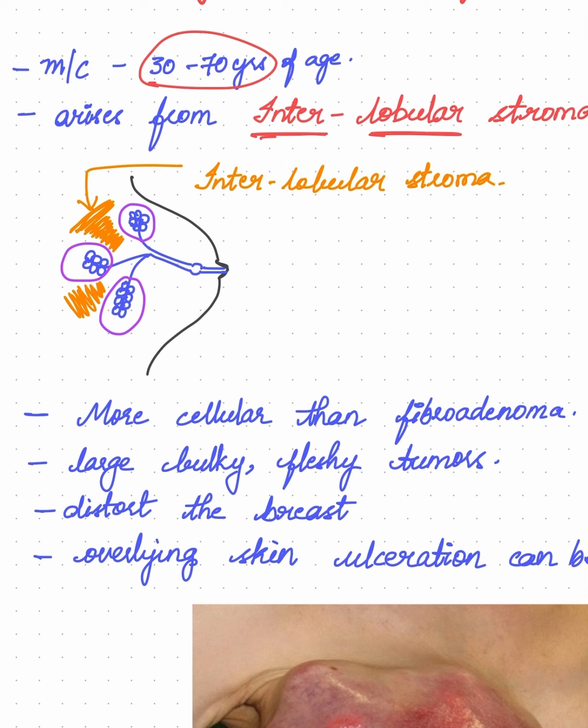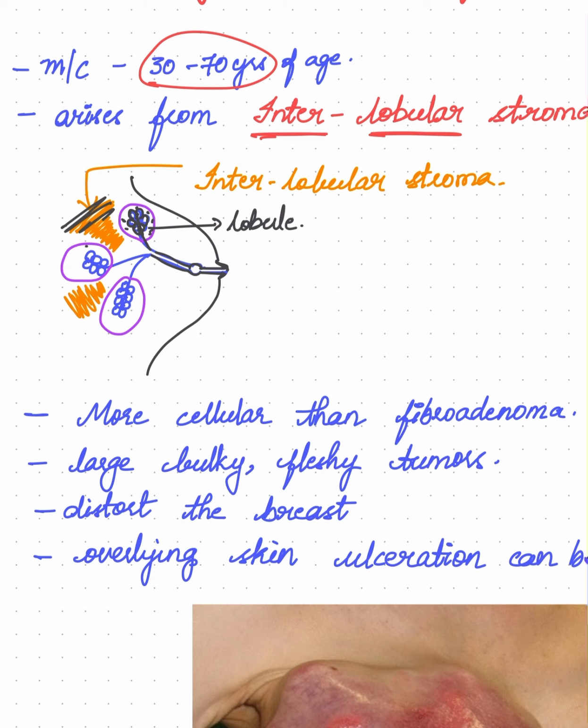This is the lactiferous duct, lactiferous sinus. It branches into the terminal duct. Each terminal duct has, at the tip, a group of acini. This terminal duct along with the acini makes up one lobule. This is one lobule, and the stroma present within the lobule is intralobular stroma, whereas the stroma present in between the two lobules, marked in orange, is the interlobular stroma.